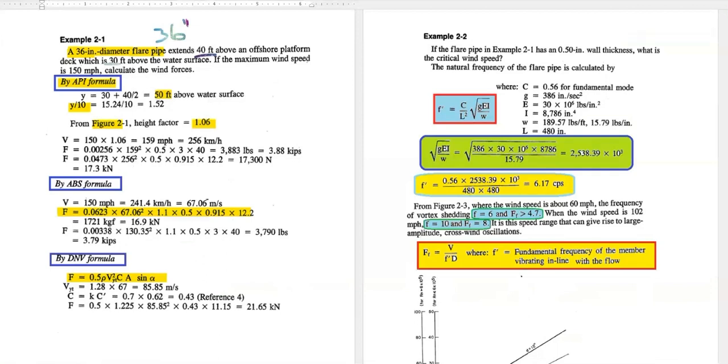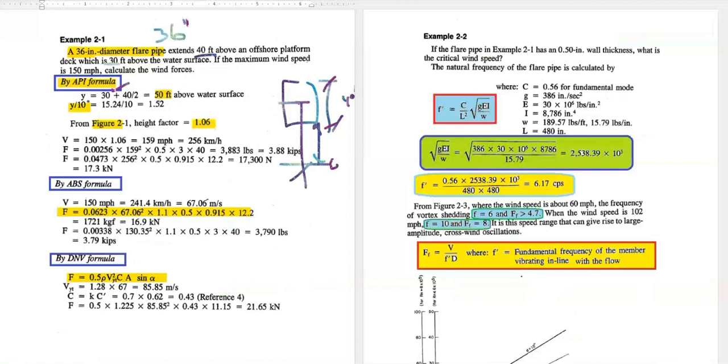10 meter means 30 feet above water surface. Maximum wind speed is 150 miles per hour. Calculate the wind force. So first we need to see the Y value. Y value is 30, which is 10 meter, plus 40 by 2, because at the center we need to calculate the force. This is a 40 feet height flare, and the water level is 30 feet. So this is the value, 30 plus 40 divided by 2, this half we need to consider, right?